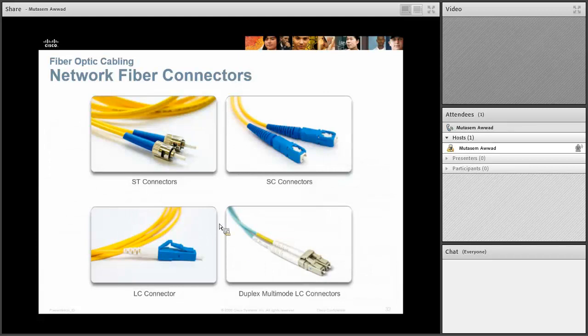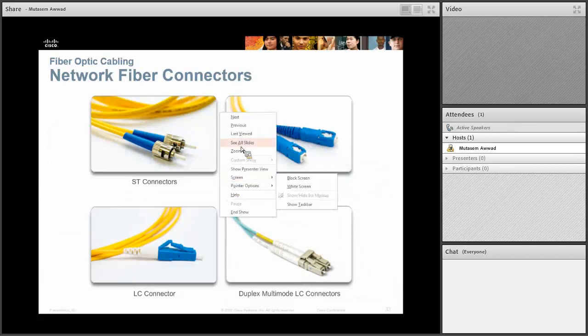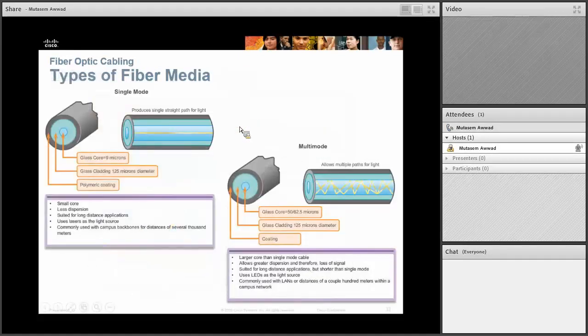All right, so question number 4. Let me just go back. I want to ask a question on that. List the characteristics for single mode and multi-mode, and there they are right here. All right, so copy these down for single mode and multi-mode.